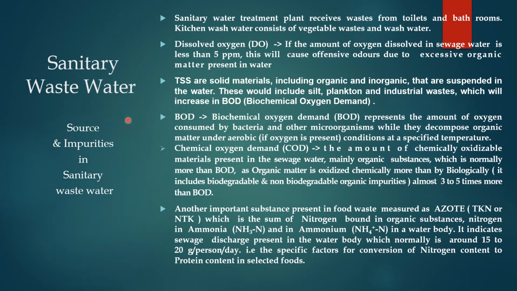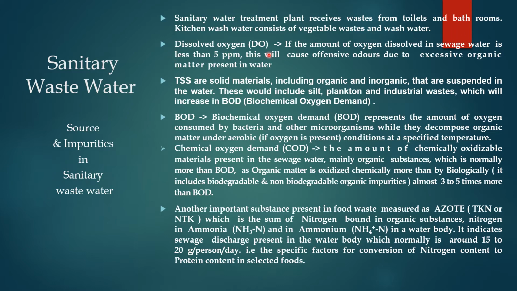In this episode, we will see about the sanitary wastewater treatment. The source and impurities in sanitary wastewater. We can see the sanitary wastewater treatment plant receives the waste from all the toilets, bathrooms, and kitchen wastewater, which consists of vegetable washes and the wash water from the wash basin and other areas. These are all collected from the admin building, office building, and all the exchanges from any industry.